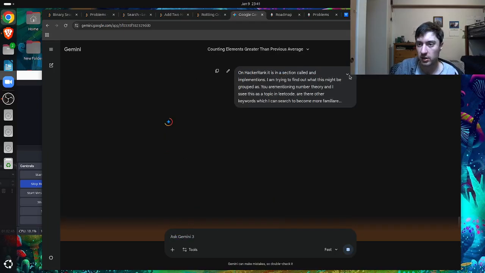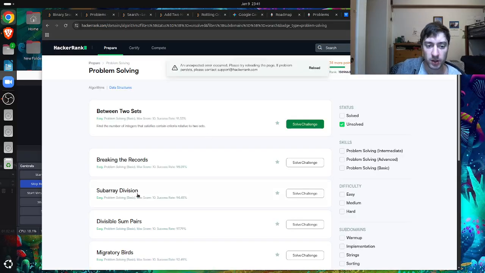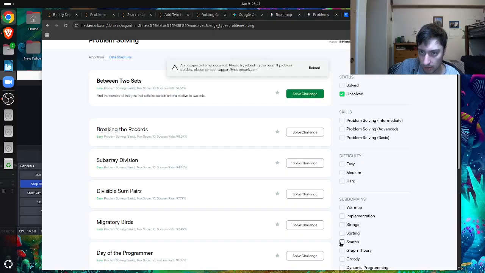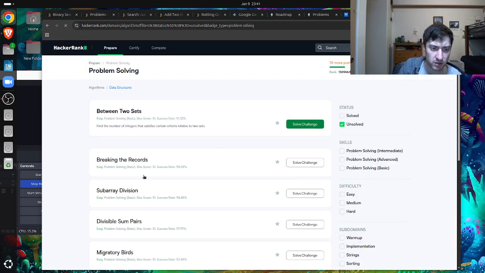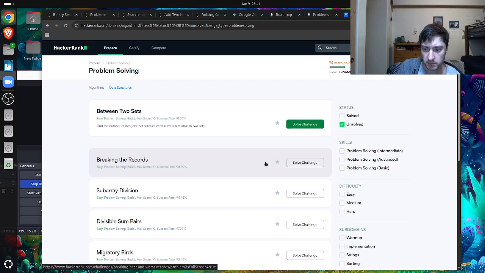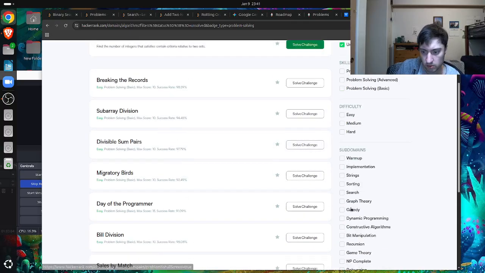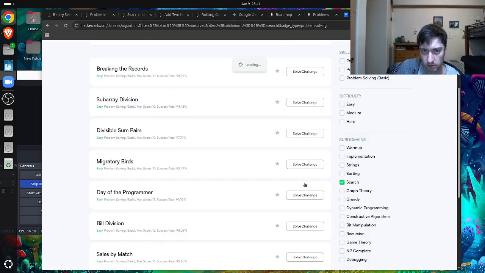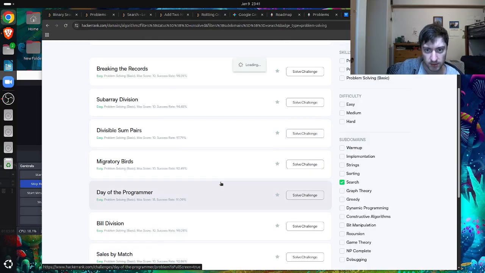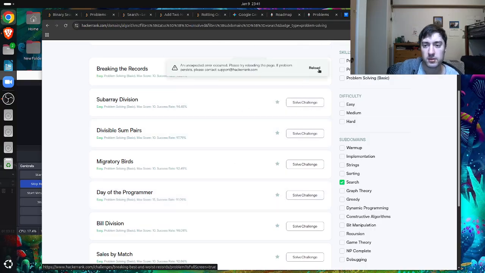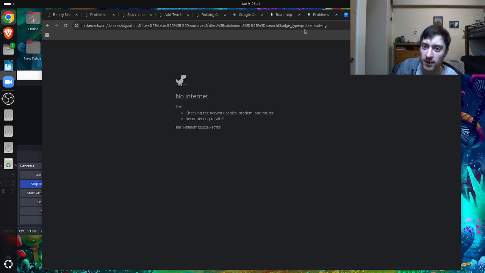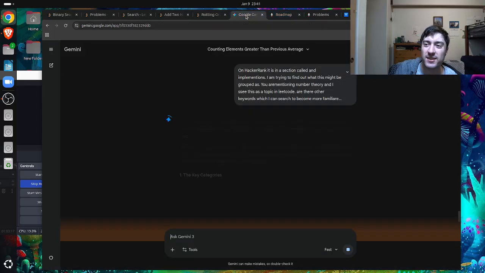So I'm going to press go here, right? But I want to see what the other ones are. Like search, right? What does search mean? Oh, but okay, fine. But is this like binary search or what's going on here? Search, come on. Oh, come on. Okay, fine.